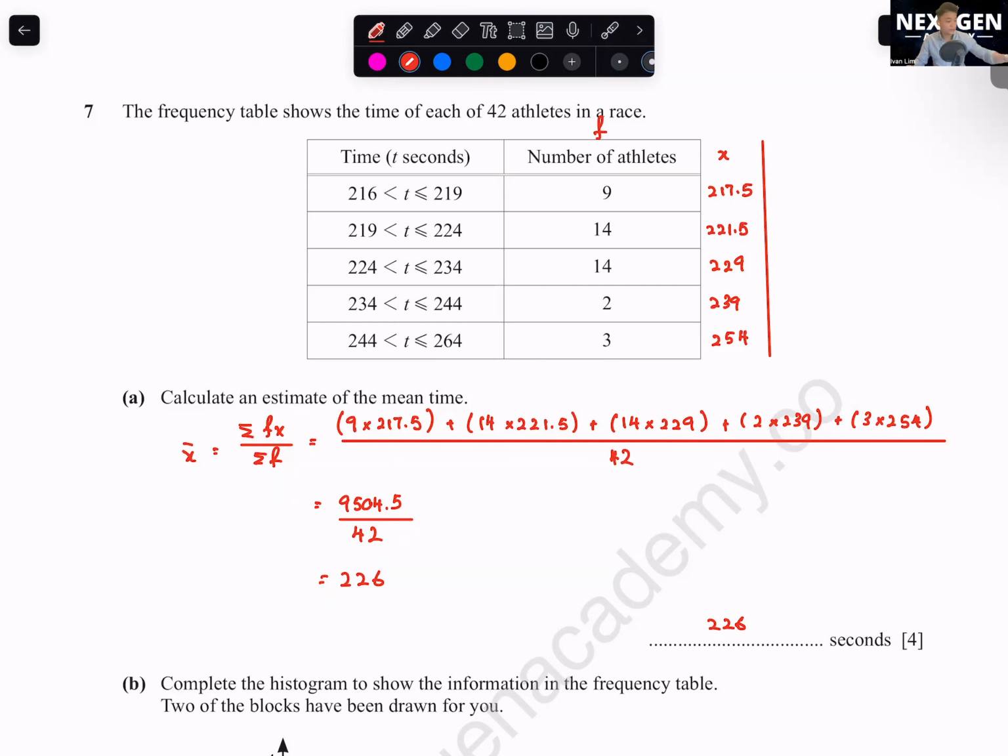Okay, I think the value is not so nice, right? I think I rounded it off already. 9404.5 divided by 42. So you see here, if they give you the value, if it's an irrational number, you can just round it up. Otherwise, you just write down all the values.